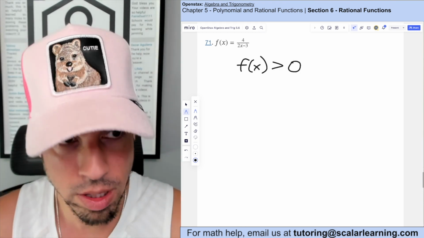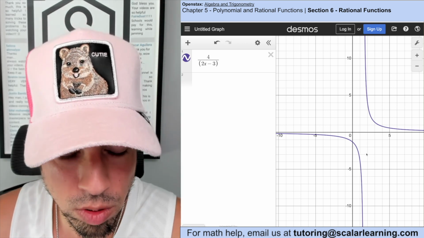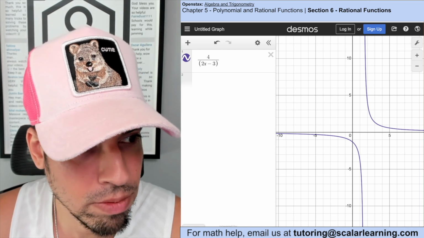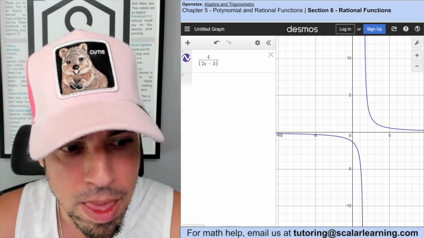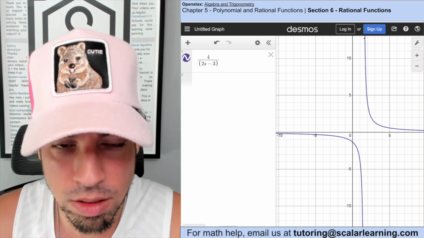For this one, we're meant to graph it and figure out when the function value is greater than 0. So let's do that now in Desmos. As we look at the graph, we have a vertical asymptote roughly at 1.5. We can verify that: if you plug in 1.5 here, you'll zero out the denominator. To the left, it's all negative, but to the right, everything's positive.